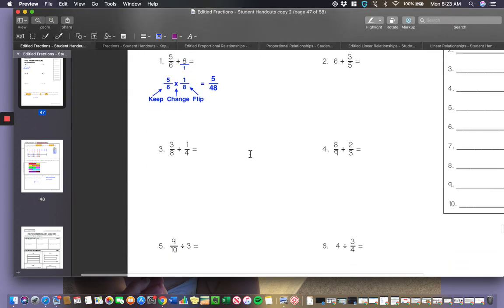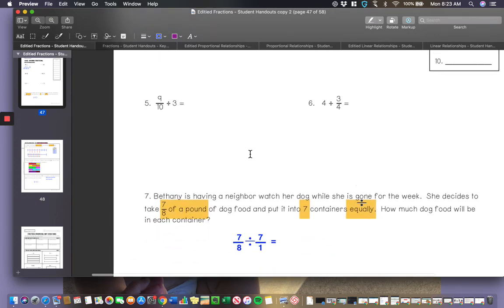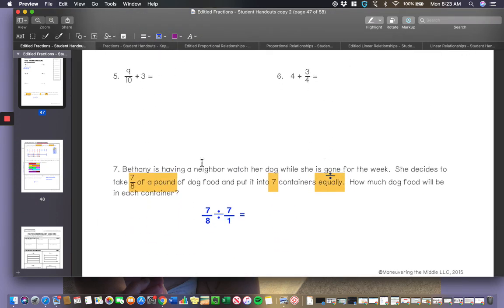All right, let's go on down to number 7. It says, Bethany is having a neighbor watch her dog while she is gone for a week. She decides to take 7/8 of a pound of dog food and put it into 7 containers equally. How much dog food will be in each container?